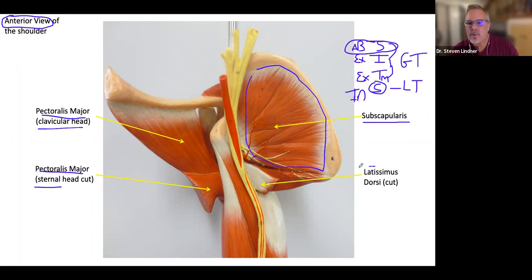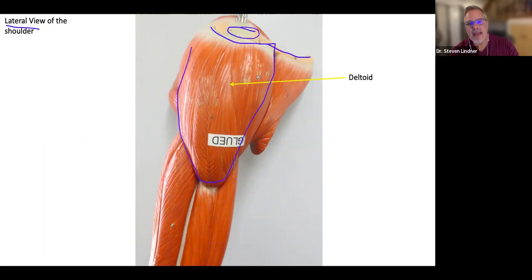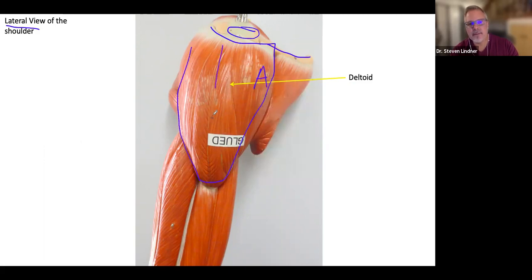Here is the lats or latissimus dorsi. It's cut. Here is the lateral view of the shoulder. So here's the clavicle. Here's the acromion process. And then here is the deltoid. Here's the anterior deltoid. Here is the middle deltoid. And here's the posterior deltoid.